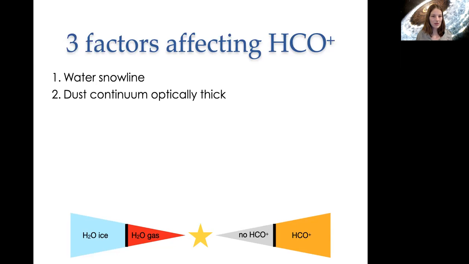But second of all, the dust in the inner regions of the disks becomes optically thick, which can mimic the effect of gas phase water on your HCO+ emission. And we also need to think about the molecular excitation of HCO+. So let's first take a look at the first point, the water snowline.